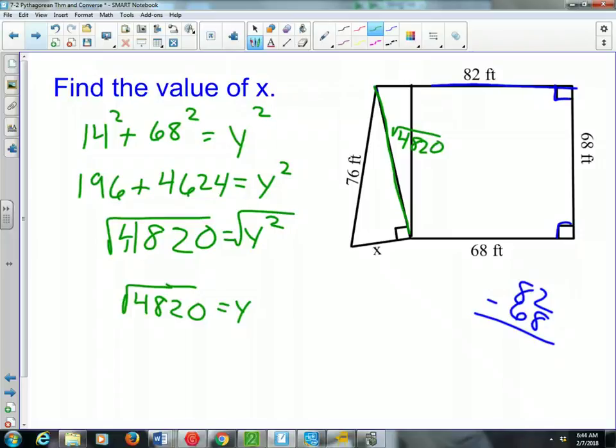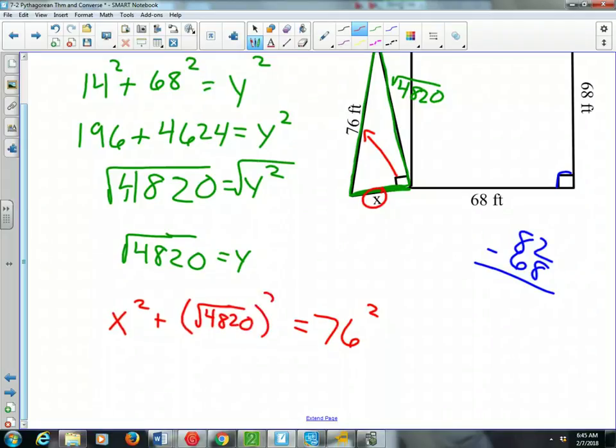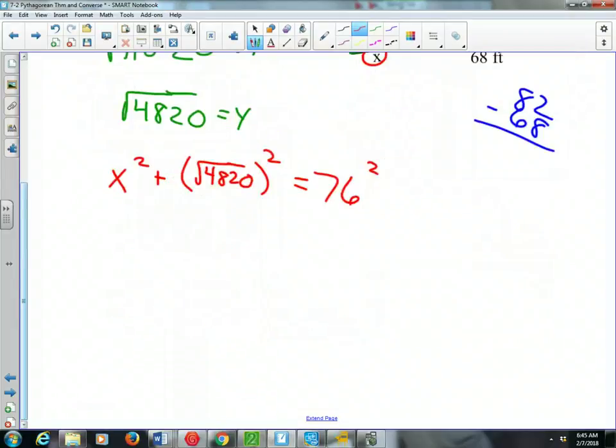Now again, we had to find that because now we have this green triangle, and we can do the Pythagorean theorem to find this length. What's better than doing the Pythagorean theorem once? Doing it twice, right? So this x is one of the legs. The hypotenuse goes opposite the 90, and that's the 76. So 76 squared goes on the right side. The x squared and the root 4820 squared go on the left side. That's kind of why I wanted to keep it as the square root of 4,820, because when we square it, the radical just ends up disappearing.